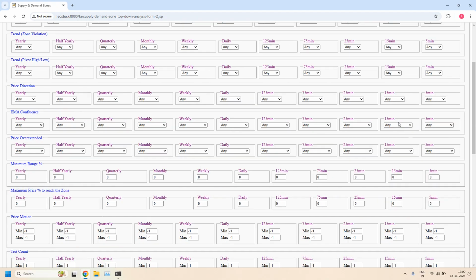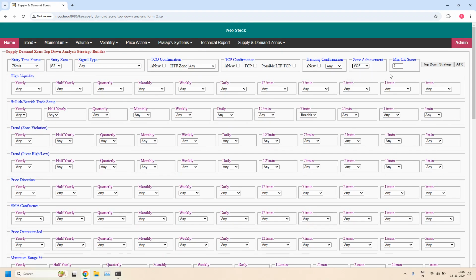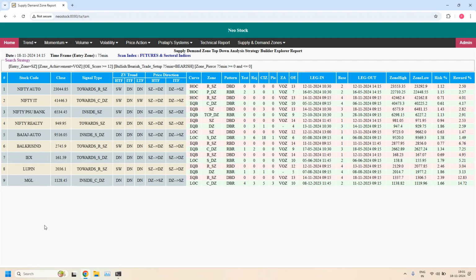That means zone is not pierced. Zone achievement violated, opposing zone, minimum odd enhancer score 12. All the 3 filters are applied to 75 minute supply zone. Now let's verify. We got 9 stocks.